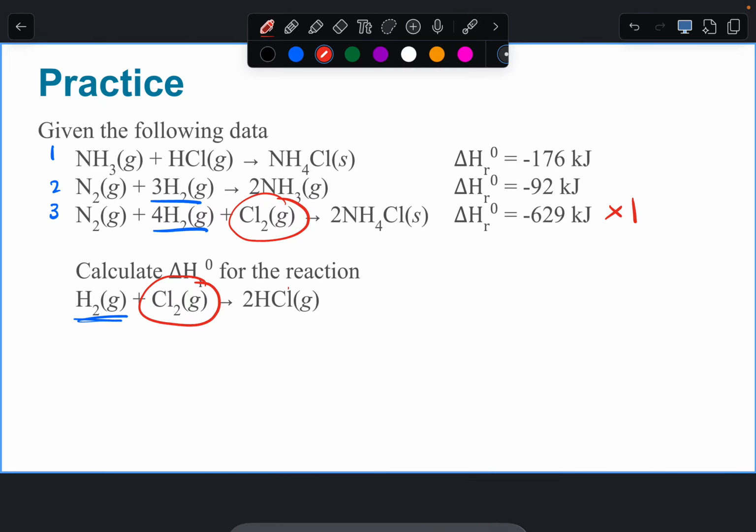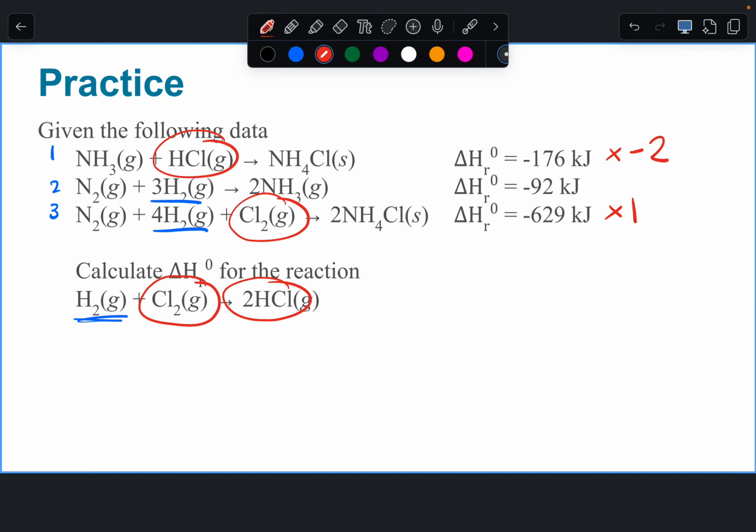All right, next one, HCl. I need 2 of them on the product side. So reaction 1 has HCl. It's only 1 mole though, and it's on the wrong side. So I'm going to flip it so that it's on the correct side, and I'm going to multiply it by 2.